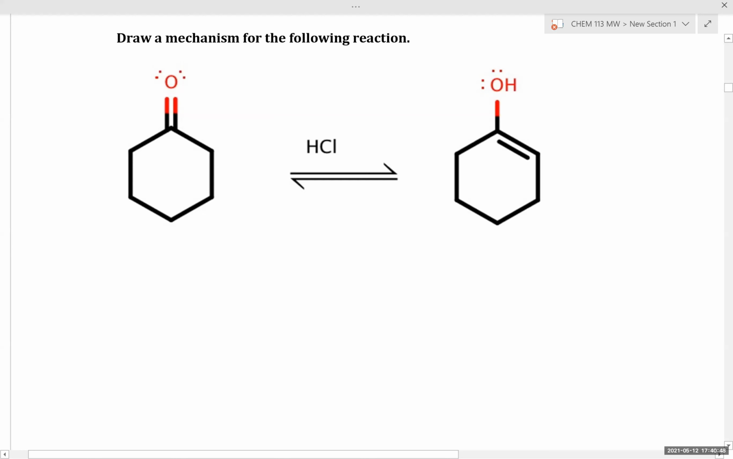So if we're treating this compound with hydrochloric acid, are we under acidic or basic conditions? That is really key. We're under acidic conditions, right? So the tautomerization mechanism should be the acidic tautomerization mechanism. Okay, so let's work through this example for about 3 to 4 minutes.